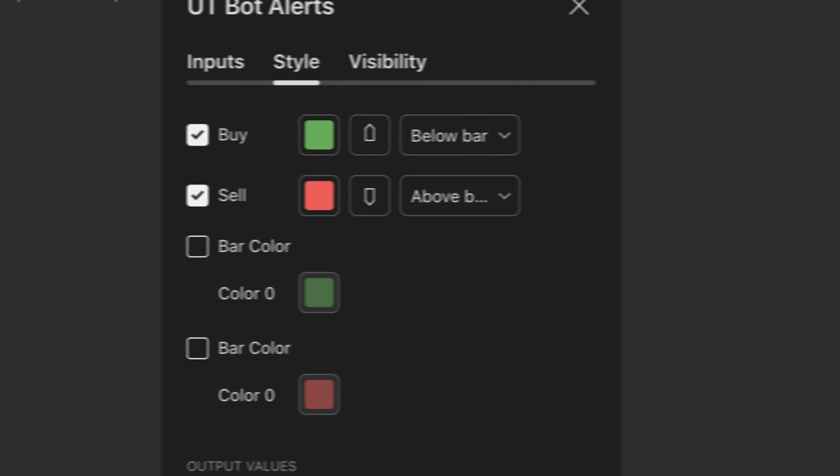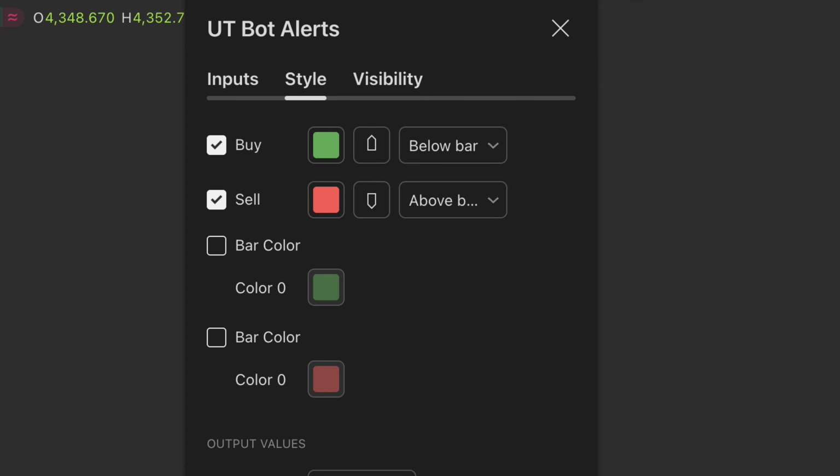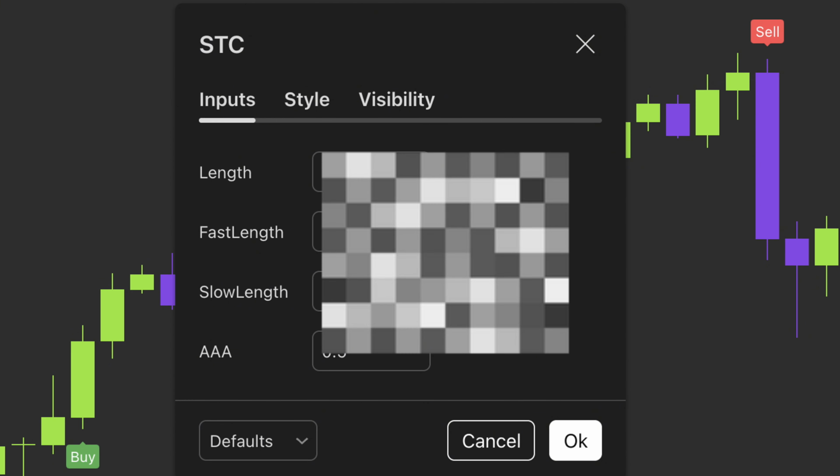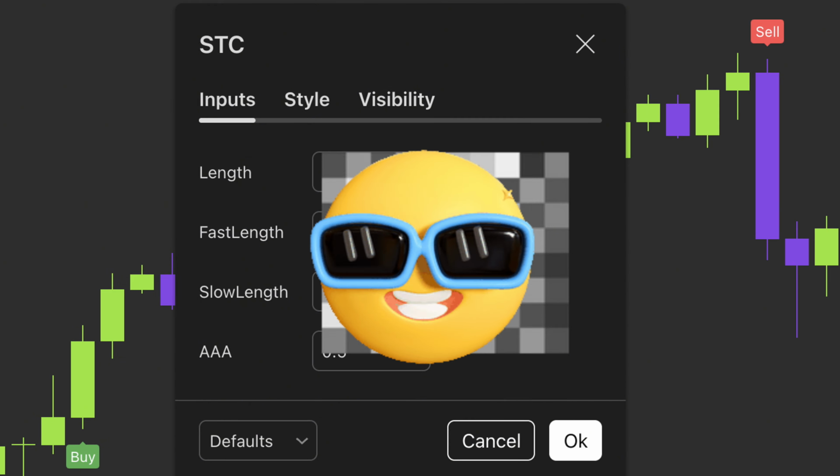Now most people just slap this indicator on their chart and call it a day. Big mistake. Because if you use the default settings, you're leaving money on the table. But don't worry, I'm about to show you the exact settings that take this indicator from decent to absolutely crack. Stay with me, because this is where it gets good.